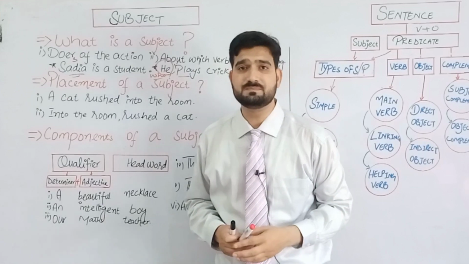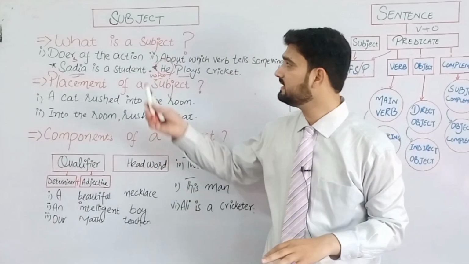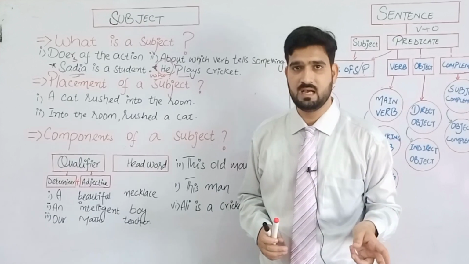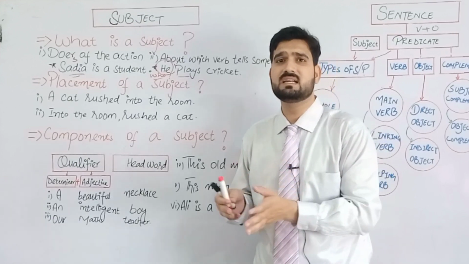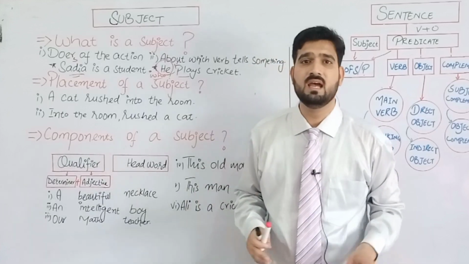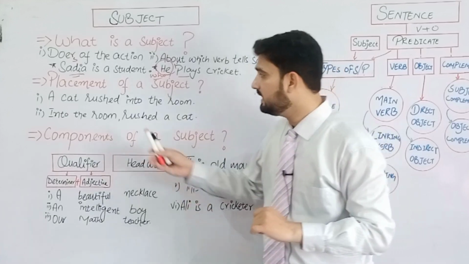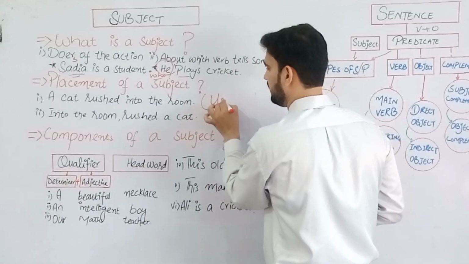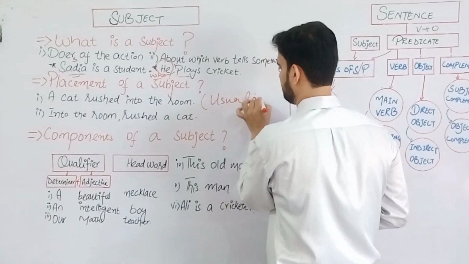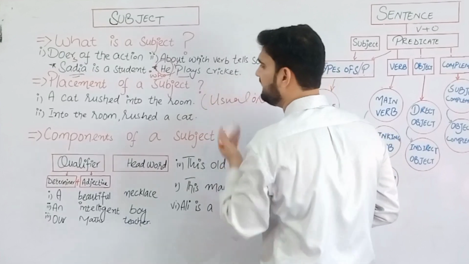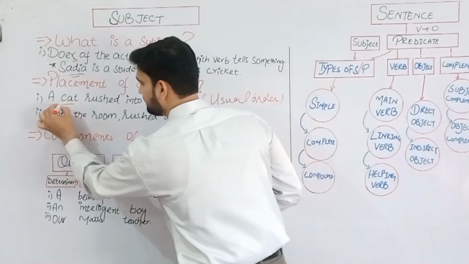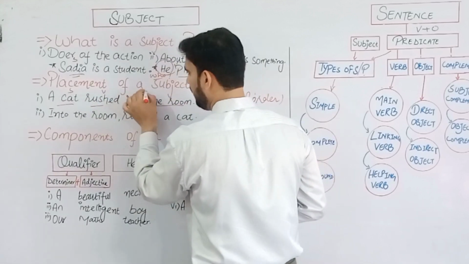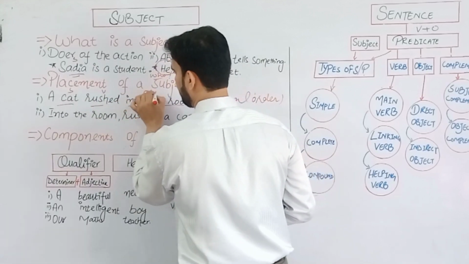The next thing, after analyzing what a subject is, is the placement of a subject. Sometimes we do not find the subject at the start of the sentence, but it doesn't mean the sentence is wrong. A cat rushed into the room. This is the usual order. Usual order means it is the standard order, where we have the subject, then the verb, and then the remaining object and predicate.